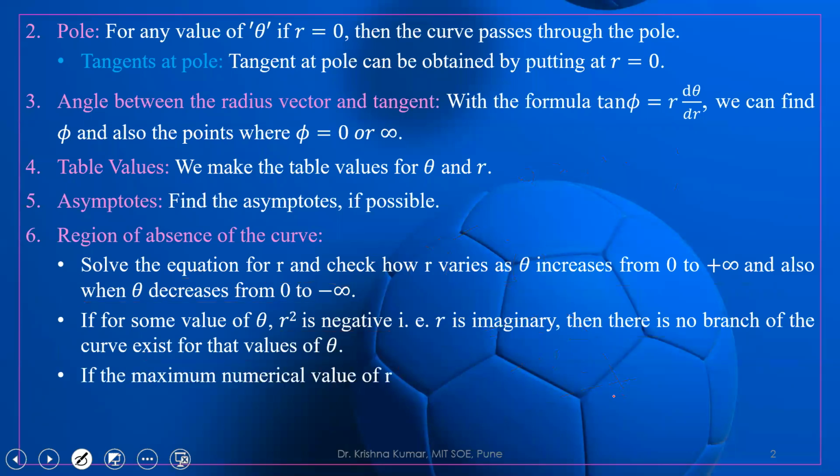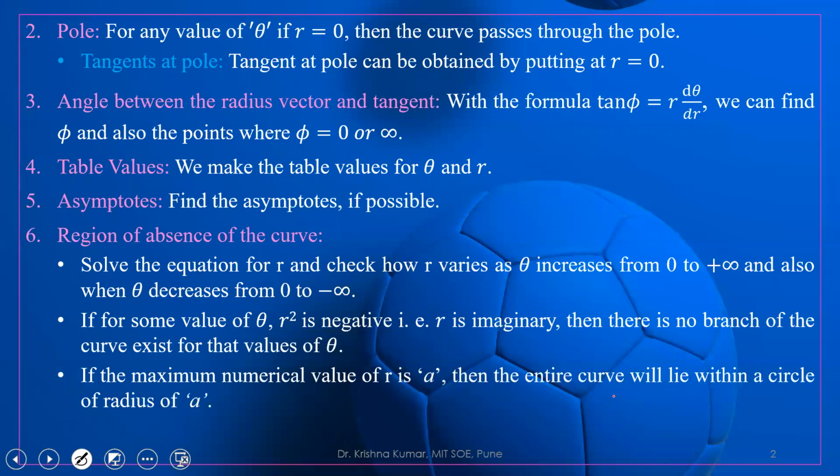Next thing, consider the maximum numerical value of r being a. Suppose we want to trace r² = a² cos 2θ. We know the minimum value of cos θ is -1 and the maximum value is +1, so cos θ lies between -1 and +1. This means r lies between +a and -a.